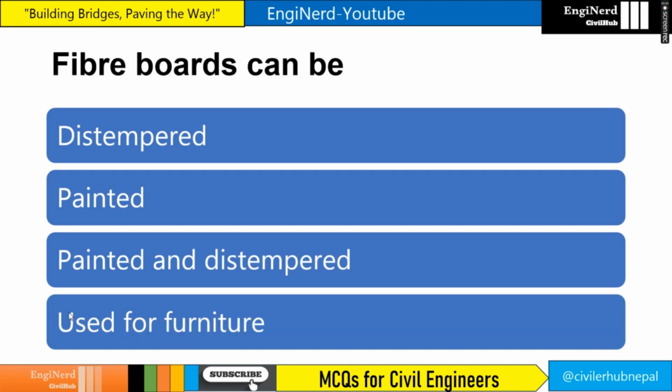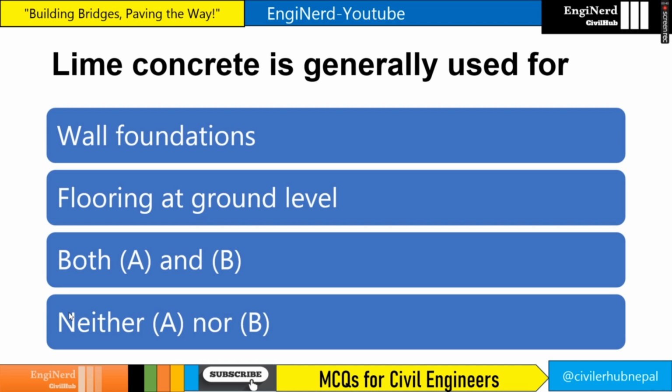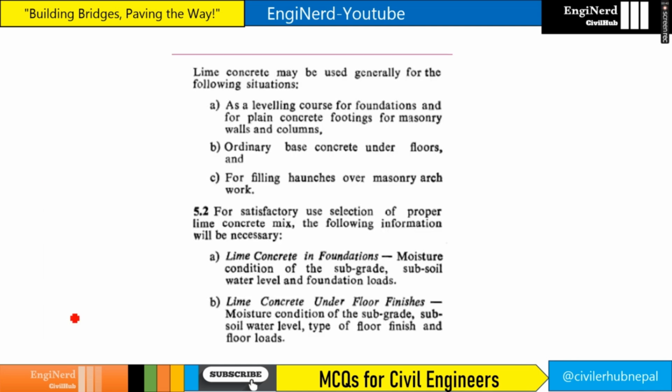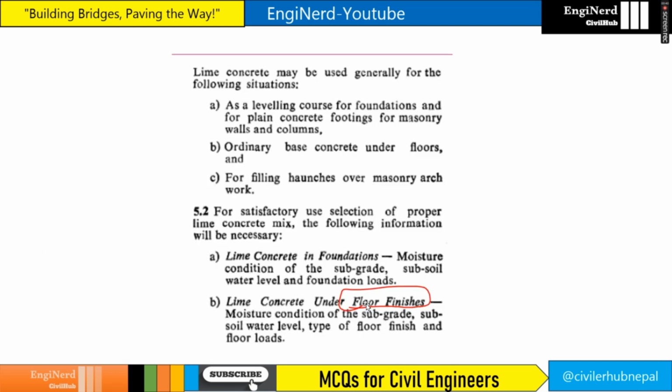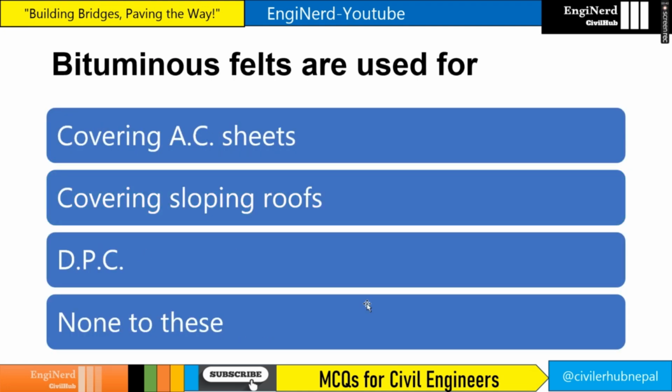Fiberboards can be distempered, painted and distempered, used for furnitures. So it is used for furnitures, right? The answer is used for furnitures. Lime concrete is generally used for wall foundation, flooring at ground level, both A and B, neither A nor B. So if we see here, it is generally used under the floor finishes, right? So our answer will be flooring at ground level.